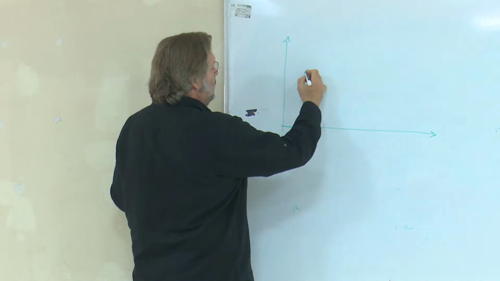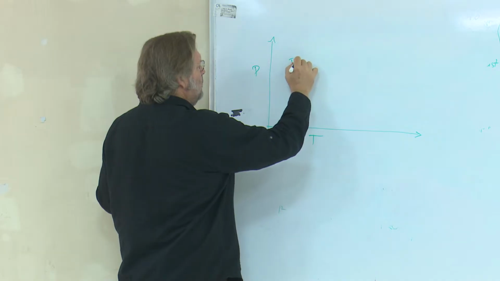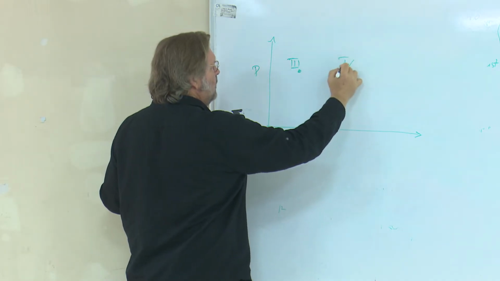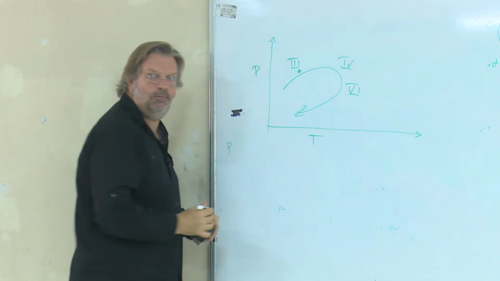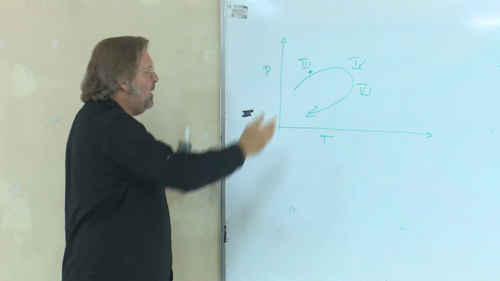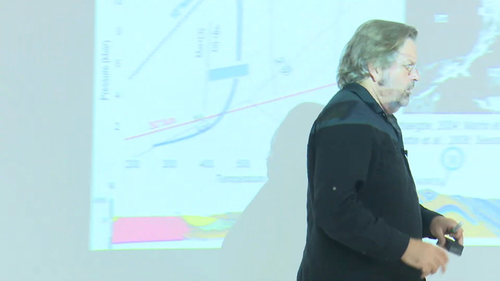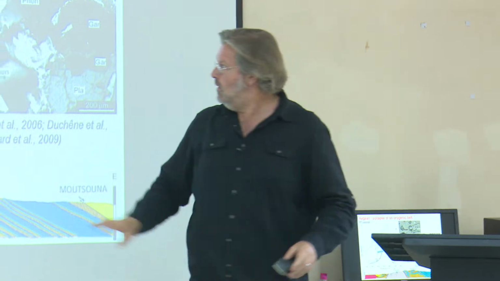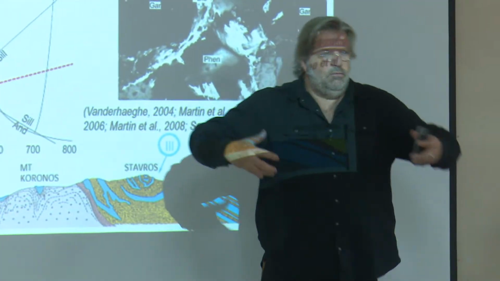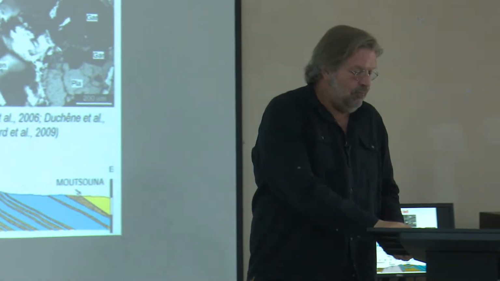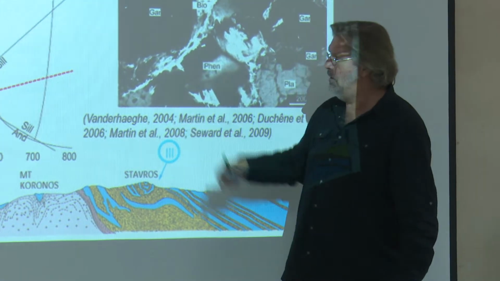So people would get a PT from zone 3, a PT from zone 4, a PT from zone 6, and then build a single loop. They would say, okay, that's the PT path for Naxos. The assumption is that this entire island behaved as a single rigid block in PT space. So what if we challenge that assumption, take different samples, and check the PT record?